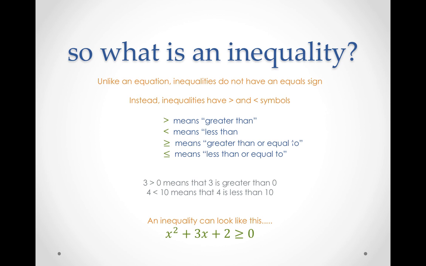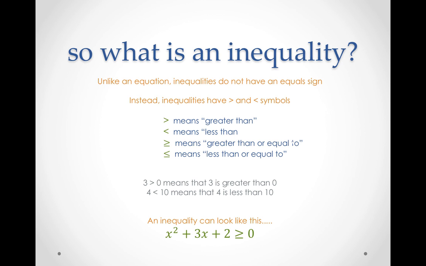Now underneath that we have an arrow to the right with a line underneath it. That means greater than or equal to. And similarly, if we have an arrow to the left with a line underneath it, it means less than or equal to.